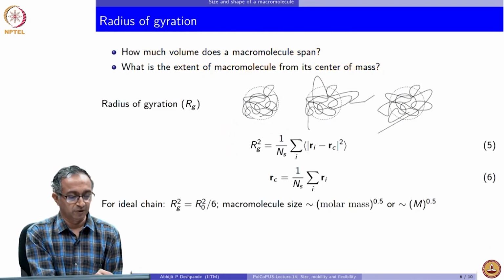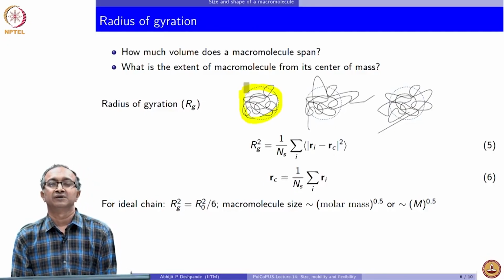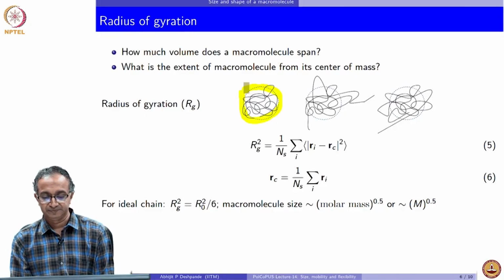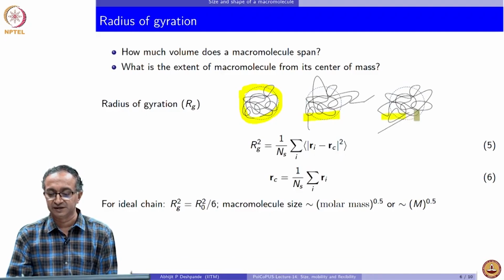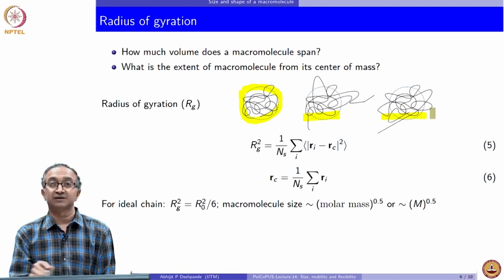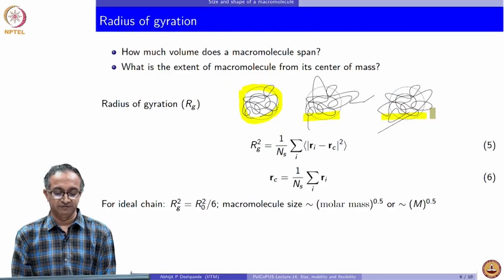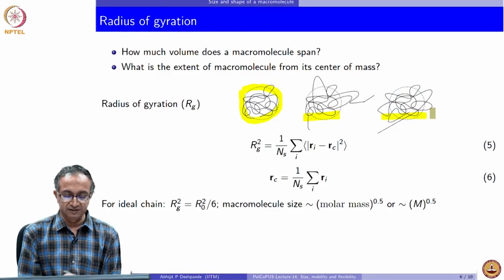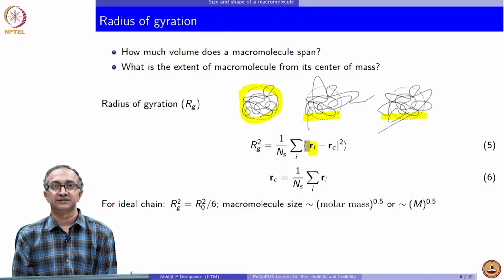So if we look at a polymer molecule, we can draw this volume in which it is pretty much encased. And since conformations keep on changing from one instance to the other, on an average, the macromolecule is encompassed in this volume defined by radius of gyration. And it's defined based on the position of each and every atom that is described.